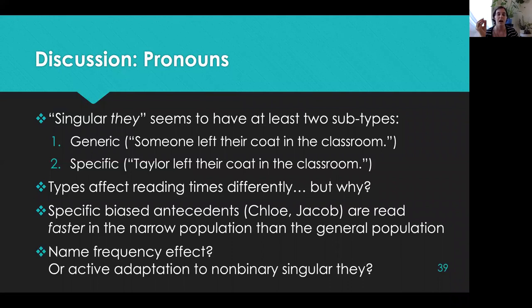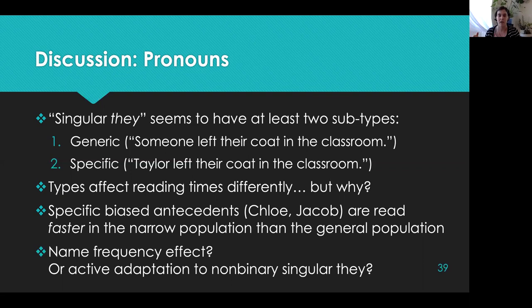But it's possible that this is because specific biased antecedents are somehow providing more information in a way that allows people to do less cognitive effort to retrieve them, so they don't have to make up who Taylor is, because Taylor could be Taylor Swift, Taylor Lautner, Taylor Mason. And so rather than having to put in that extra effort to define who Taylor is, something like Chloe comes with extra definitions. It's prepackaged, if you will.